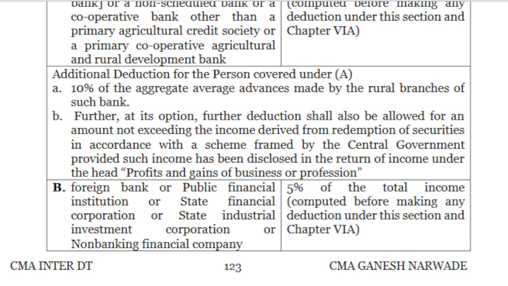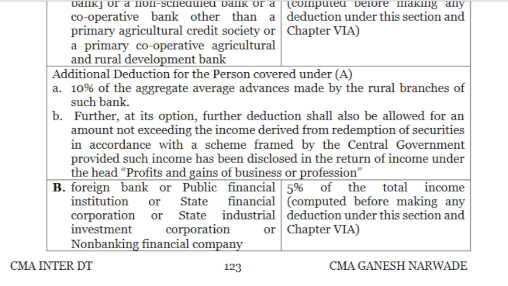Finally, check point B. If it is a foreign bank or a public financial institution like Life Insurance Corporation, General Insurance Corporation, or a state financial corporation, which respective states have, or a state industrial investment corporation, or non-banking financial companies like Bajaj Finance, right? For these you can claim deduction up to how much? 5%. So simply remember these three points.